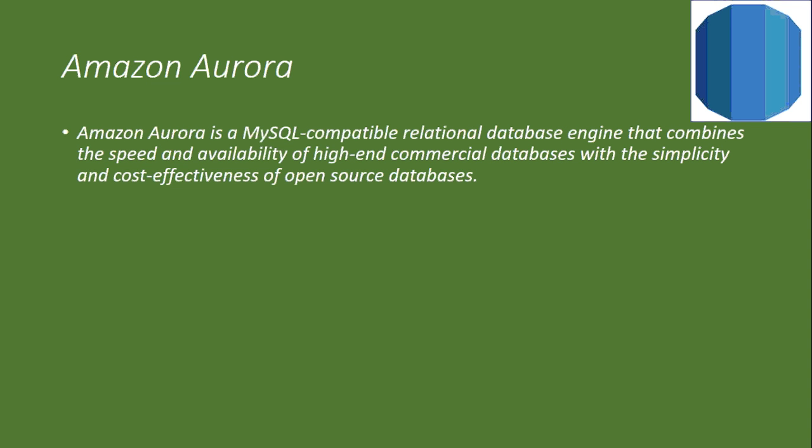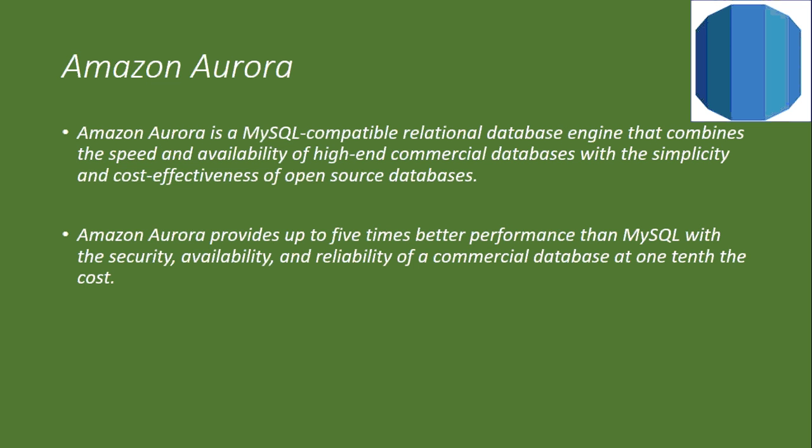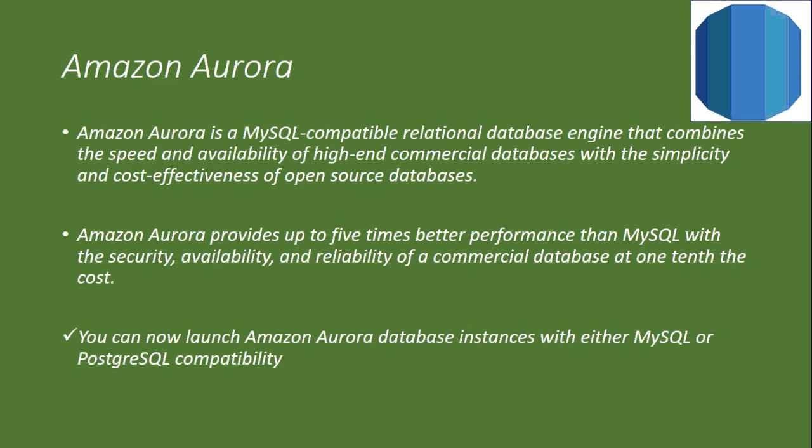And Amazon also claims that it is cost-effective as compared to the open databases present in the cloud. And Amazon says that it provides up to 5x better performance than MySQL, and includes features like security, availability, and reliability of a commercial database. And that too at up to 1/10 of the cost of MySQL databases. And you can launch the Amazon Aurora database instances with either MySQL or PostgreSQL compatibility.